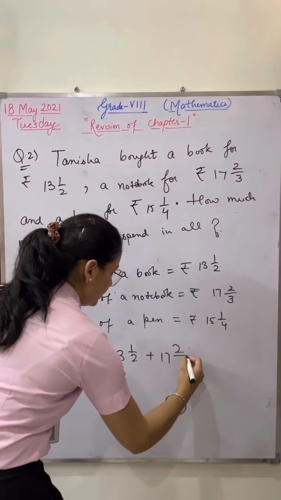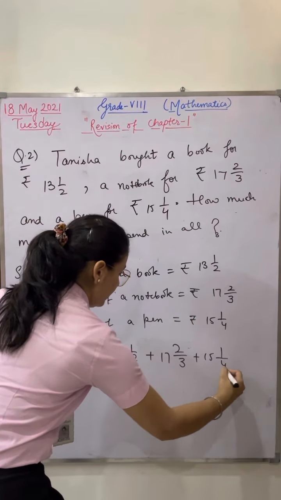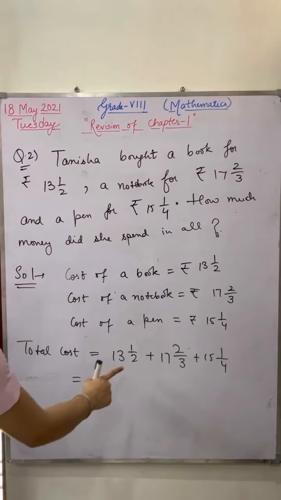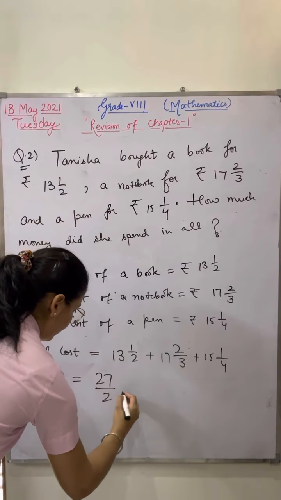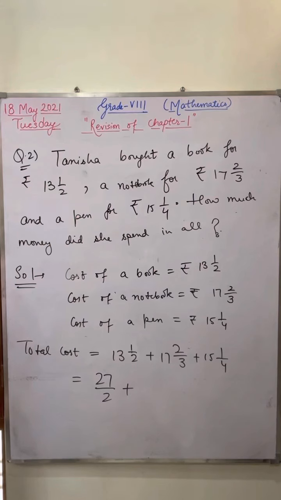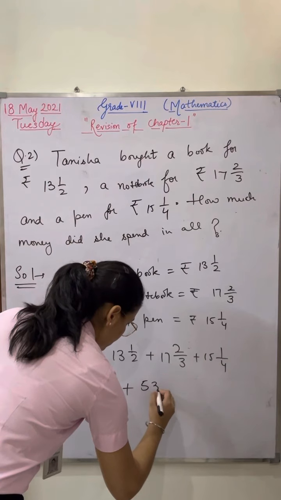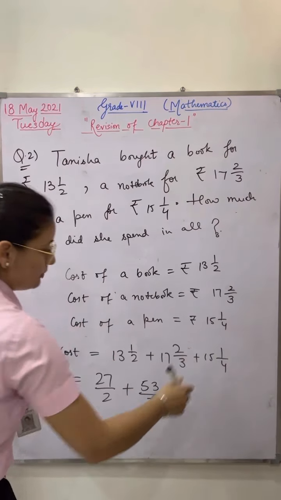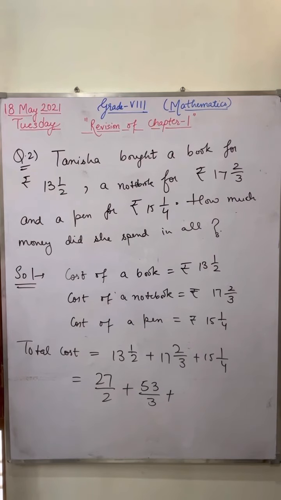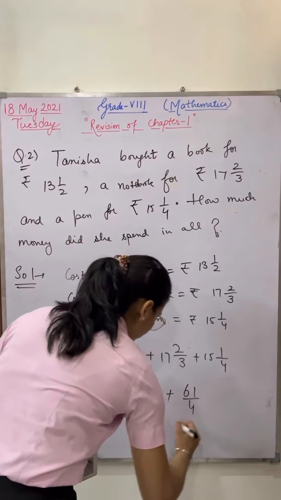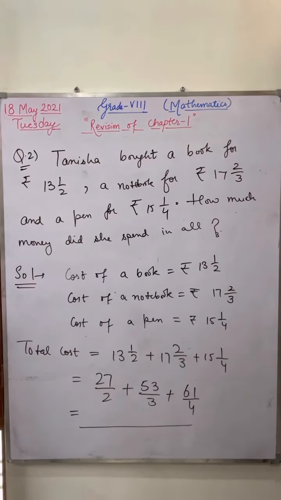Open the mixed fractions one by one, Jasmine. 13 1 by 2 is what? 26 plus 1 equals 27 upon 2. Very good. 17 2 by 3? 51 plus 2, 53 upon 3. 15 1 by 4? 15 fours are 60, 60 plus 1, 61 upon 4. Please mute yourself, Jasmine.